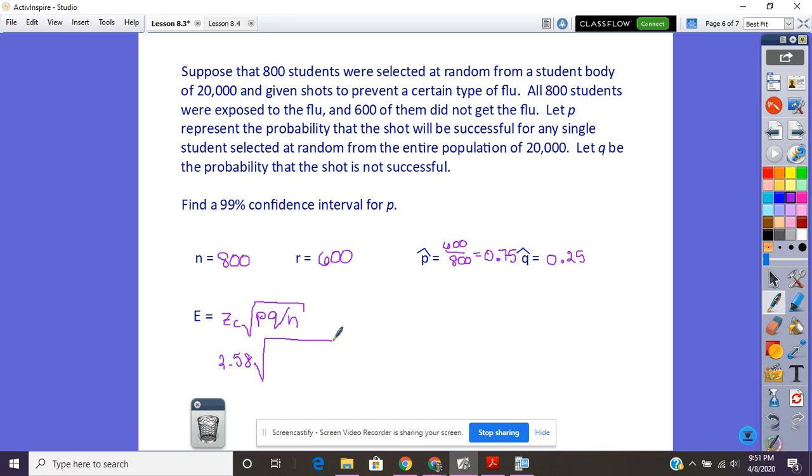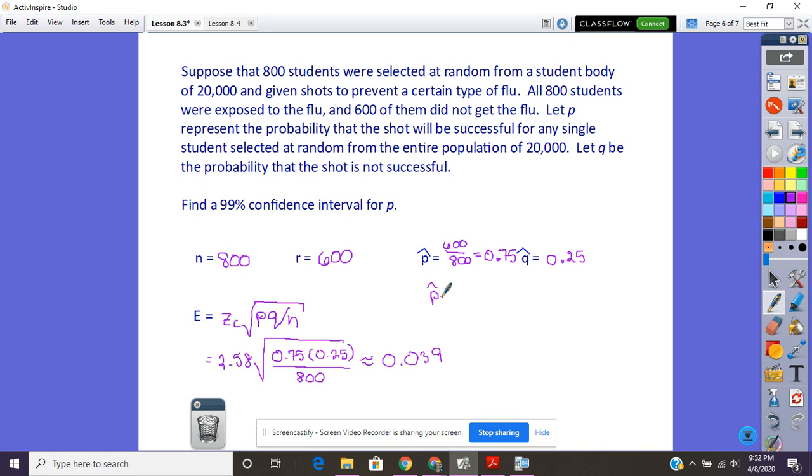I'm going to do a big root here. So our P is 0.75. Our Q is 0.25. And our N is our sample size, which is 800. So that's what we're using to estimate our margin of error. So 2.58 times the square root of 0.75 times 0.25 divided by that 800. All right, my estimation of that is 0.039.